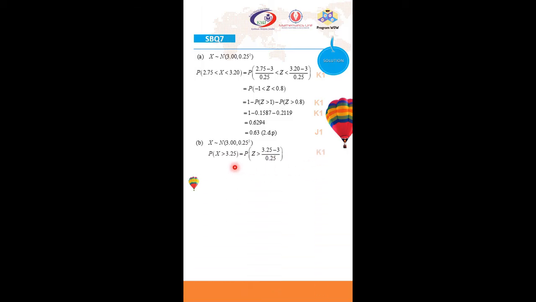Next, we move to question B. So in question B here, we still use the normal distribution. The first mark here is to change into Z, X minus mean over standard deviation. And then straight away the final mark goes to the correct answer, which is 0.1587. So this is 2 marks.